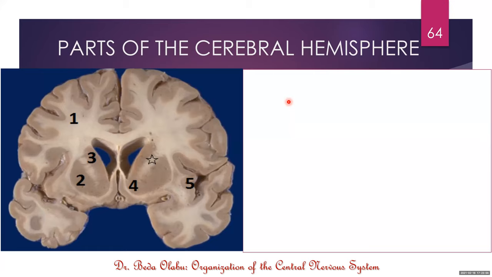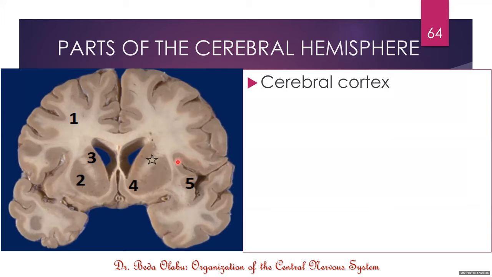Okay, so we have Sarah, you can unmute. The cortex. The cortex, great. Because this is in the cerebrum, then we call it cerebral cortex. Please remember that. This is the cerebral cortex. That is one component of the hemisphere, the cerebral cortex.